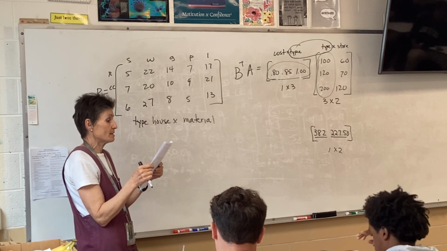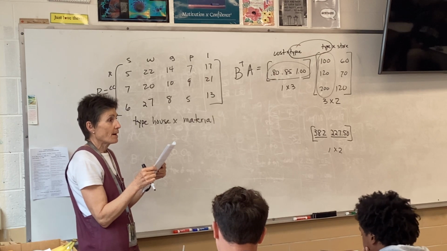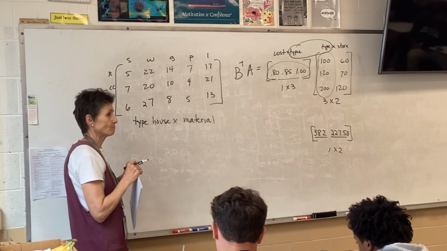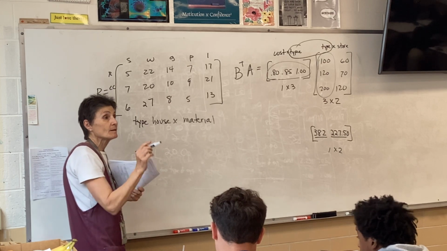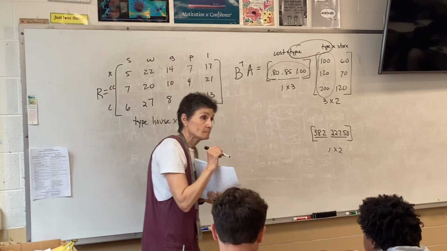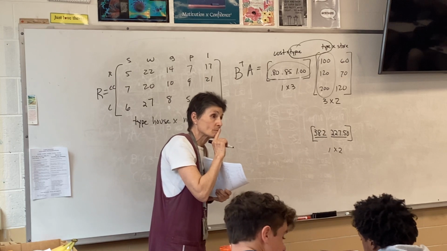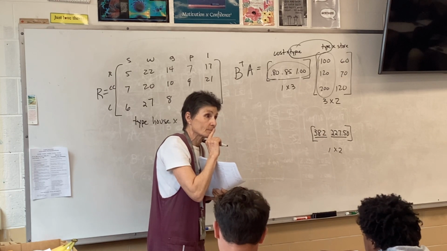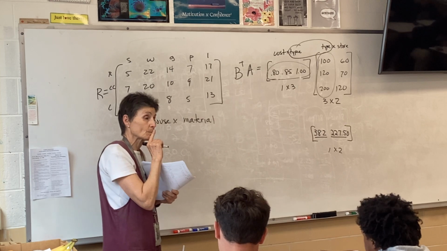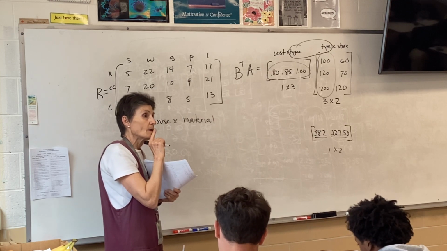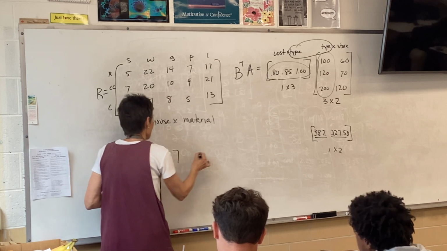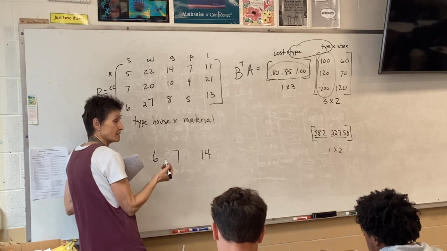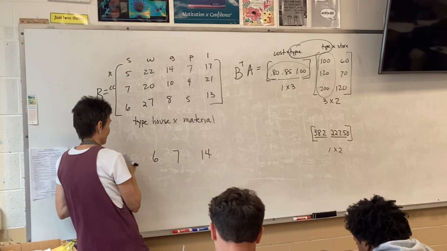Or build the houses. Alright, so what do you think? What if we multiply it by material, like oxygen? No, 6, 7, 14. Okay, so we have another matrix, 6, 7, 14. We haven't written it yet. I'll call it S.